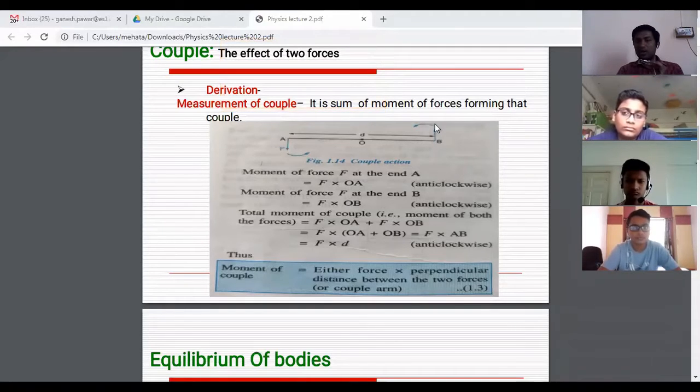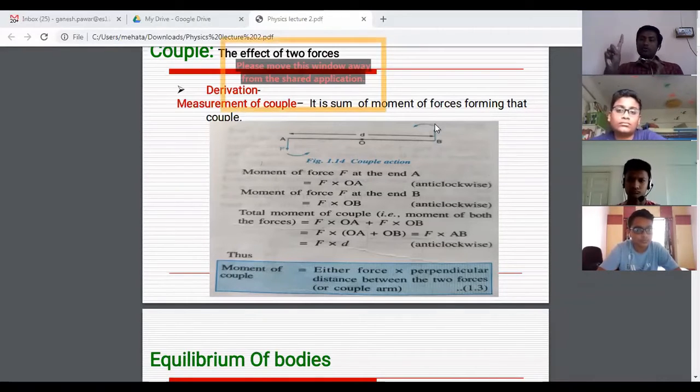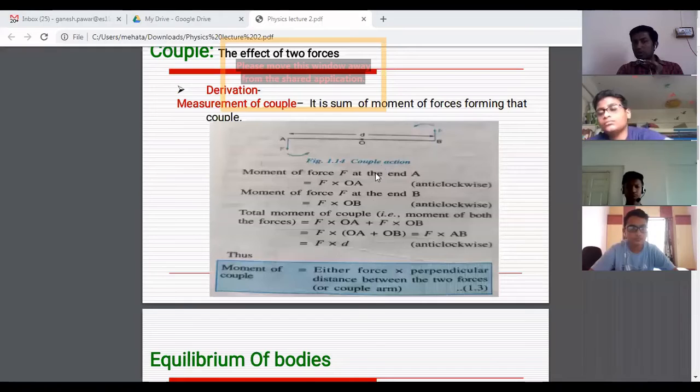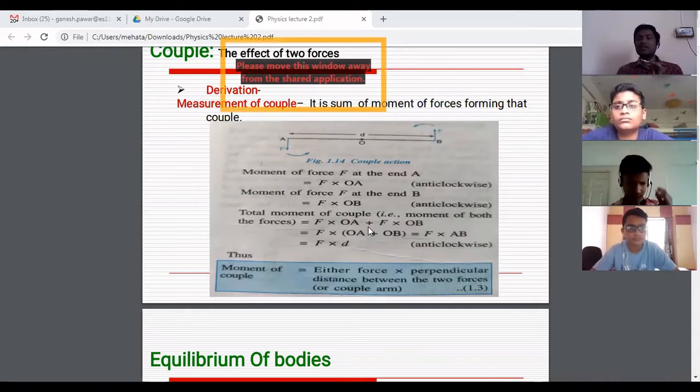Same thing, second moment. Here this force is upward. If there is a rod and I apply the force upward, then the rod is going to move like this. So again, it is anti-clockwise. That's why when I form the total moment of couple, this is my first moment F into OA, this is my second moment F into OB, and here I have taken a plus sign. Suppose one of the moments is clockwise, then a negative sign will come over here. Clear? So the plus or minus sign depends upon whether the moments are clockwise or anti-clockwise.